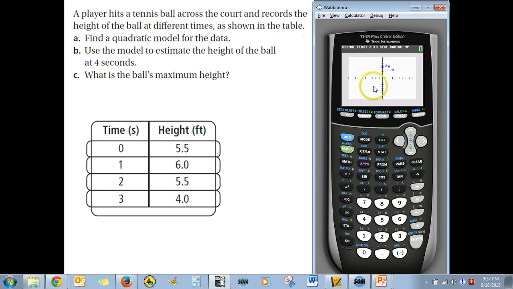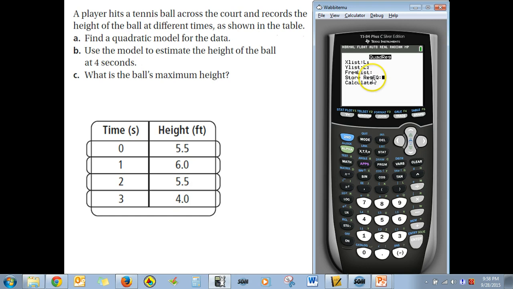Now what I'd really like to do is find an equation of a parabola that goes through those points. Here's how we do it. We are going to click on Stat and then move over to Calculations and go down to Quad Reg, which stands for Quadratic Regression. And that is going to find, according to the X values that we put in list 1 and the Y values we put in list 2, the equation of a parabola that goes through those points as close as possible.